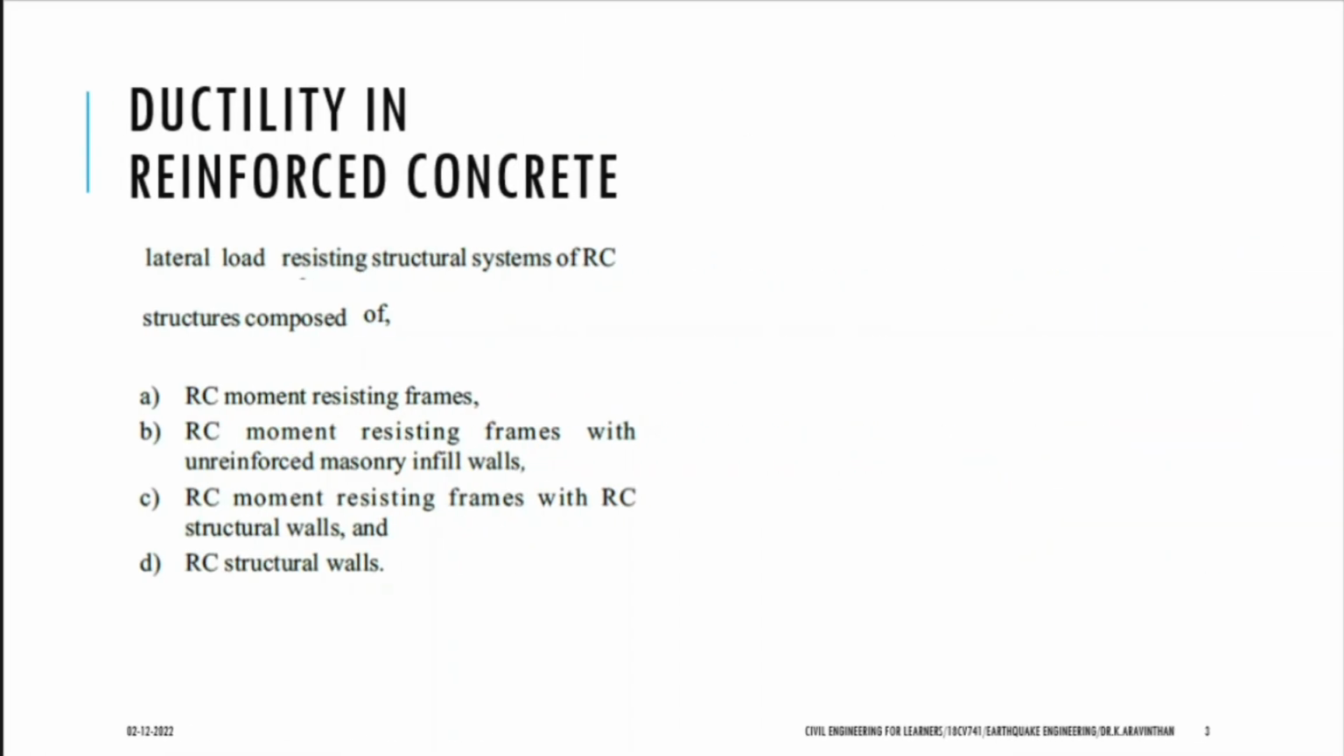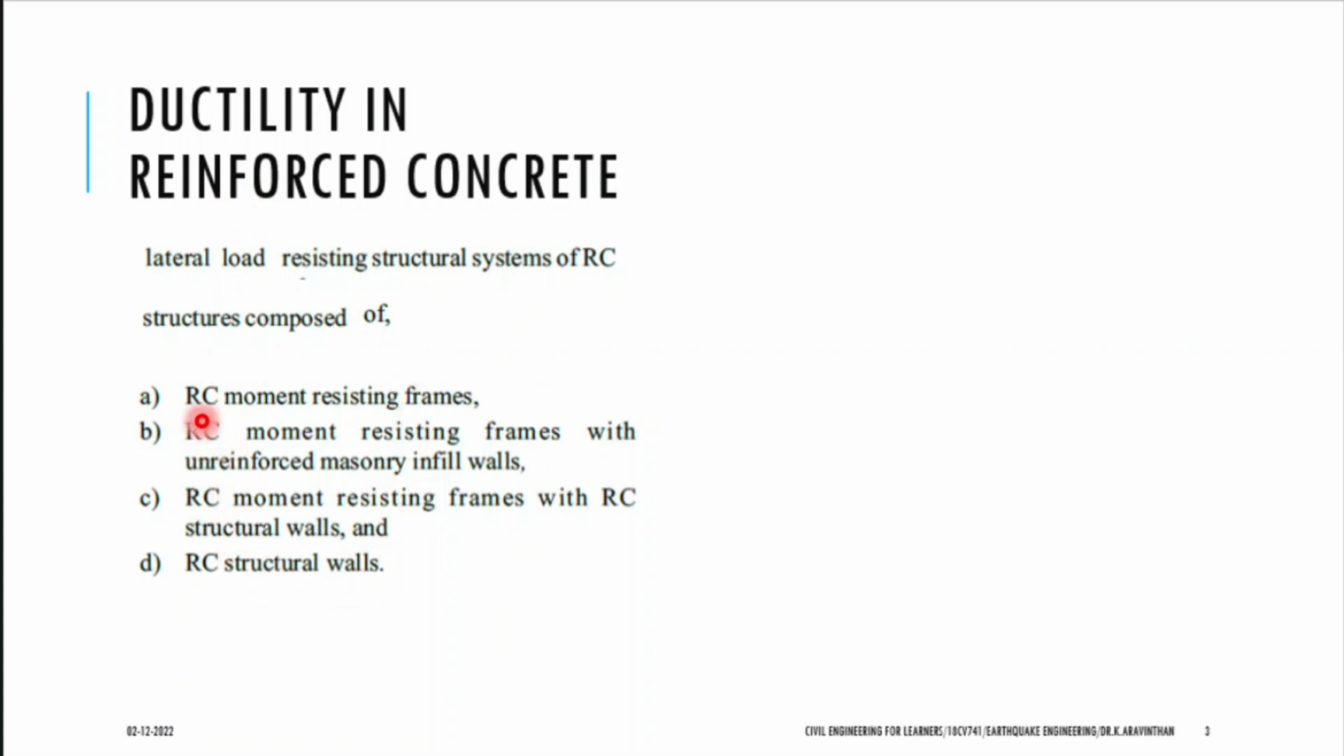Ductility in a structure. The lateral load resisting structural system can be of the following four types: RC moment resisting frame, then RC moment resisting frame with unreinforced masonry infills. So these four types of structures are generally called RC structures. There are a number of RC structures, which might be precast concrete structure, pre-stressed concrete structure.